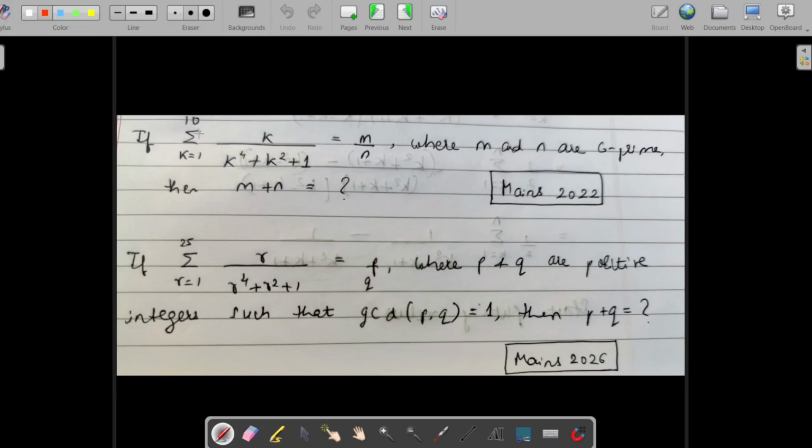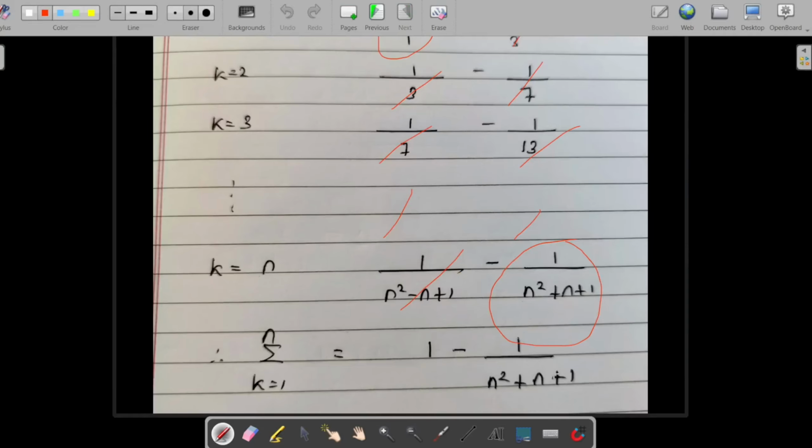So in the final answer, you will just have to put n is equal to 10 here or n is equal to 25 there, and you will get this required sum, and you will get the value of m, n, or p and q, or this m plus n and p plus q will be easily found. So this is the general method of how to solve series of this kind.